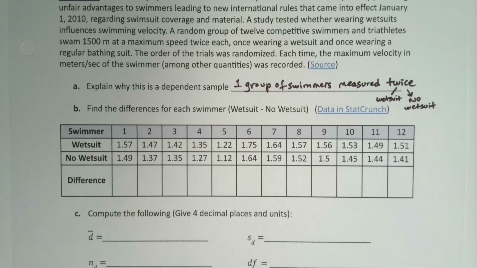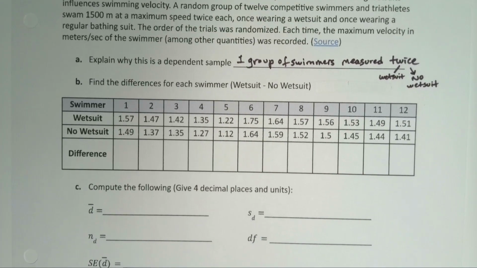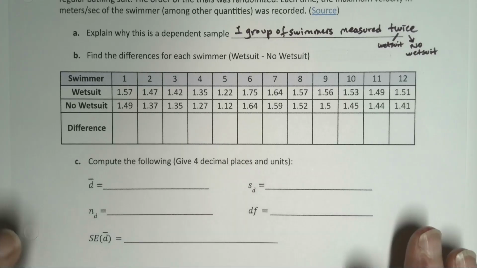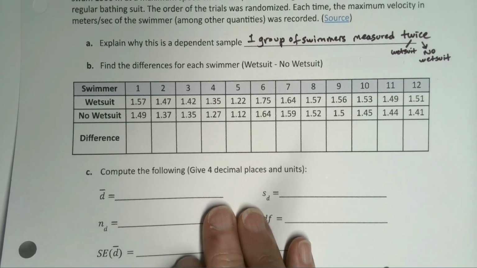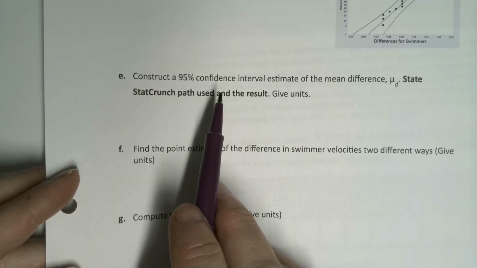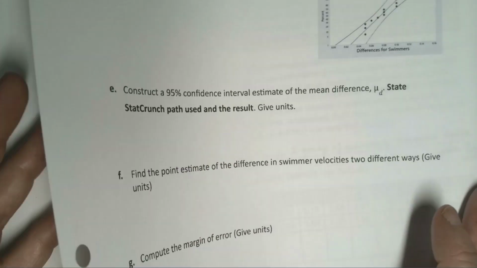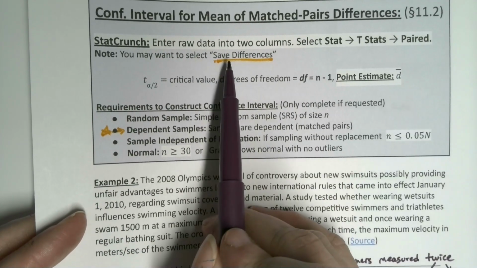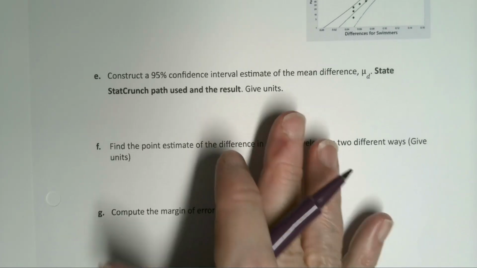Okay, so let's find the differences and find all these values. I'm actually going to do this out of order a little bit. I know it says to do all of this right now, but let's look ahead just a little bit. We're going to be constructing a confidence interval here, so I'm going to sneak part E in right now. Because if you want to find the confidence interval, it says Stat, T Stat, Paired, and select save differences. I'm going to skip to letter E real quick.